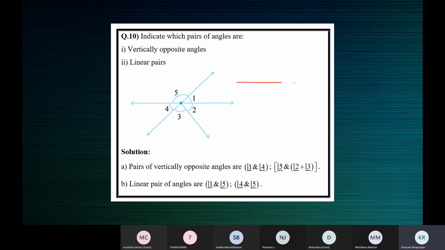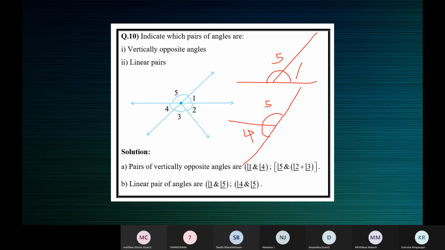Linear pair, children: identify the straight line and a ray on it. So you can see 1 and 5. You can see 5 here. You can see 1 here. 1 plus 5. 1 and 5 form a linear pair of angles. Similarly, there's another straight line like this, and there's a ray on it like this. And you can see angle 5 here and angle 4 here. So 4 plus 5 is 180, or 4 and 5 form a linear pair. See, on the straight line, we have these two angles, a pair of angles. 4 and 5, linear pair. 1 and 5, linear pair.